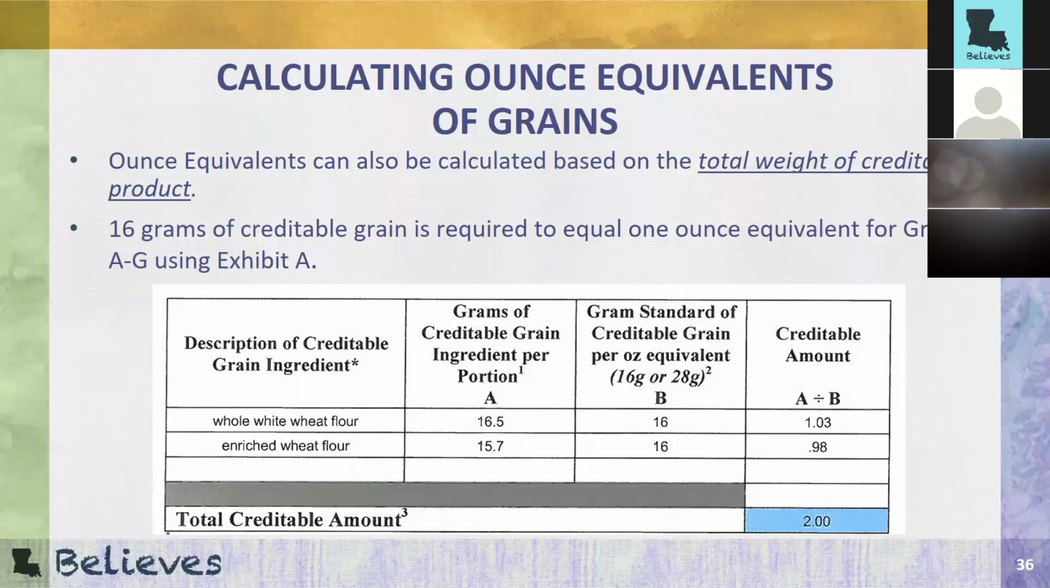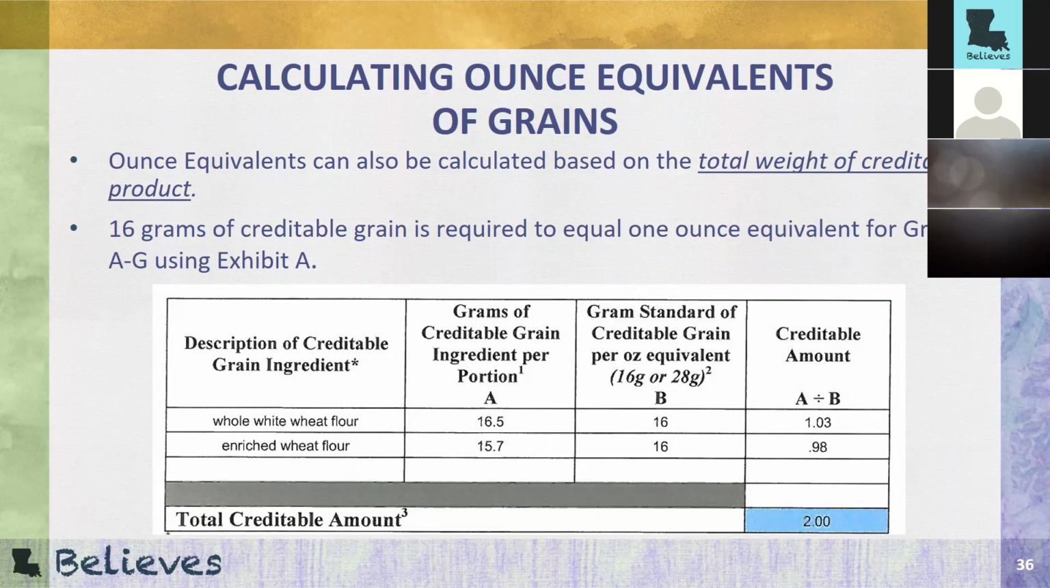So this bread contains 16.5 grams of whole white wheat flour and 15.7 grams of enriched wheat flour for a total of 32.2 grams, which equals 2 ounces. So using this method, the weight of the grain, the bread is going to count as 2 ounce equivalents.